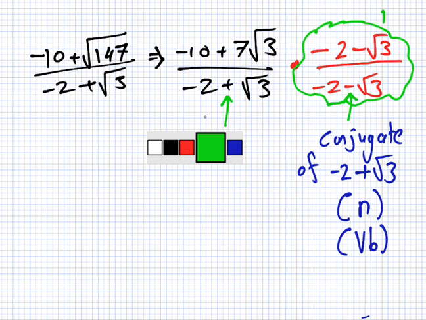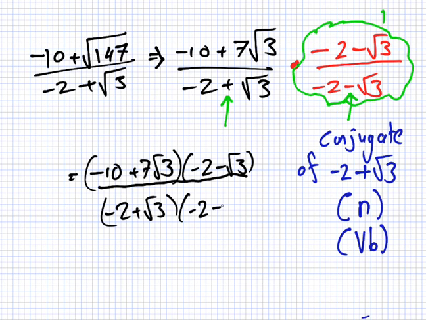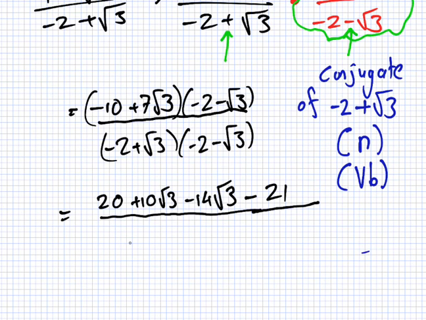Okay? Anyway, let's continue. So this here now is minus 10 plus 7 root 3 times minus 2 minus root 3, and then down below we get minus 2 plus root 3 times minus 2 minus root 3. So let's multiply the top and see what we get. So we get 20 plus 10 root 3 minus 14 root 3 minus 7 root 3 by minus root 3, and then down below we'll get 4 plus 2 root 3 minus 2 root 3 minus 3.